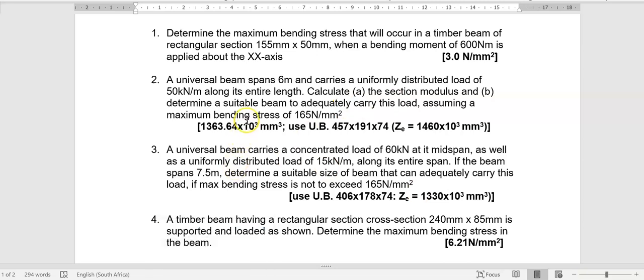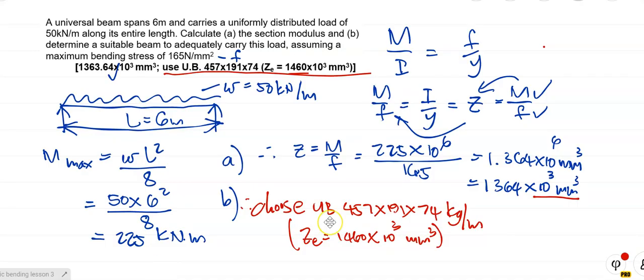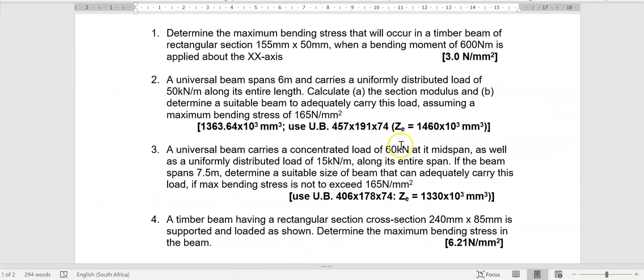Okay, so people, that's how we do question number 2, that one over there. First find its z value, go down to the table and look for a value that's equal to or slightly larger than it, and that's the one we pick, and we state what its z elastic value is, and that's how we answer that one over there. Okay, so people, do the rest of them.